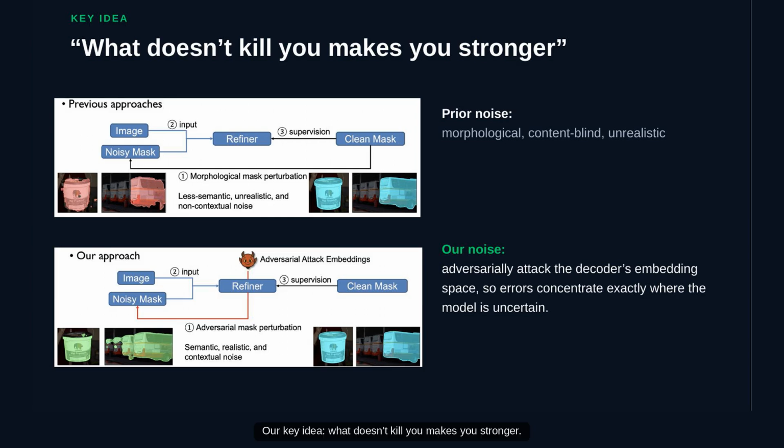Our key idea: what doesn't kill you makes you stronger. We repurpose adversarial perturbation, normally used to break models, as a constructive tool for generating realistic training noise. Instead of blind geometric operations, we attack the mask decoder's own embedding space. This concentrates the noise exactly where the model is uncertain, at semantically challenging boundaries and ambiguous regions, producing far more realistic errors.